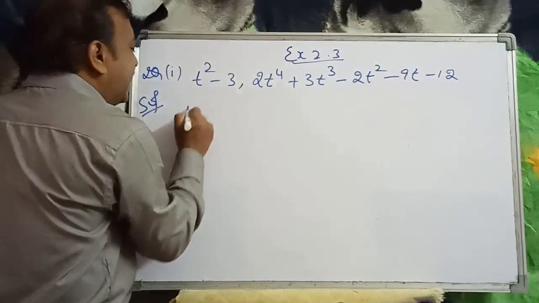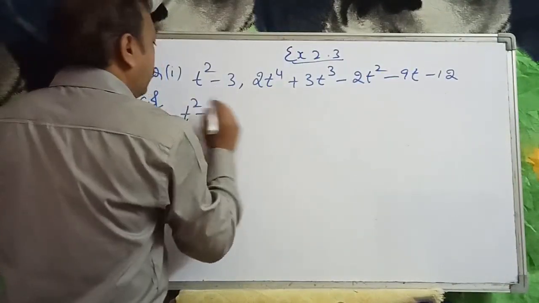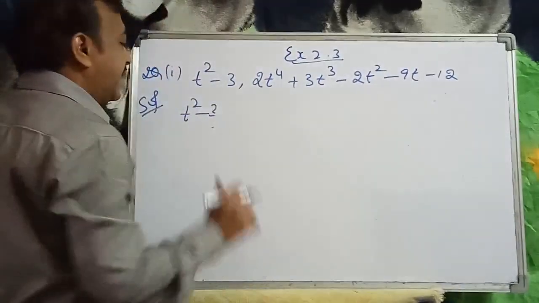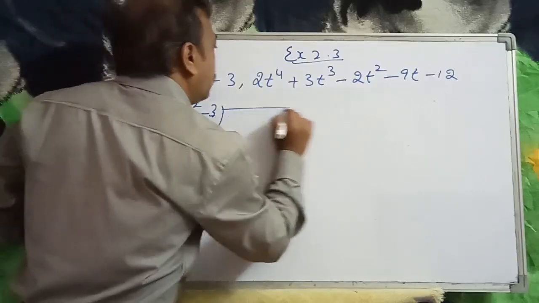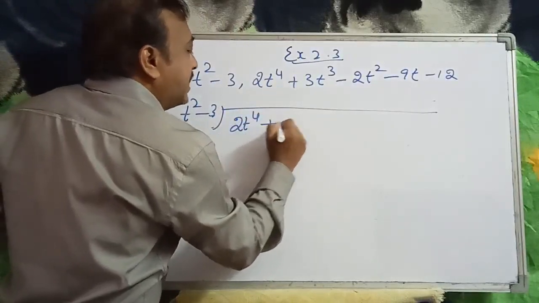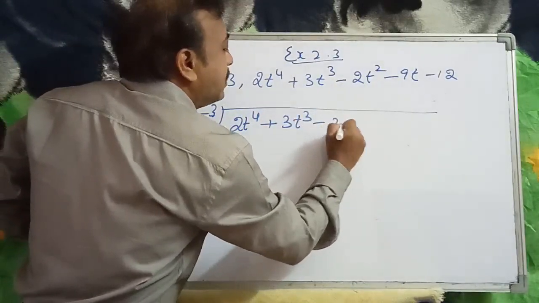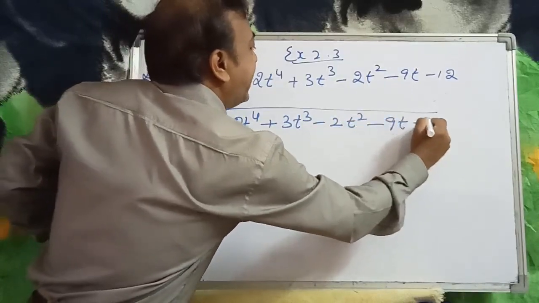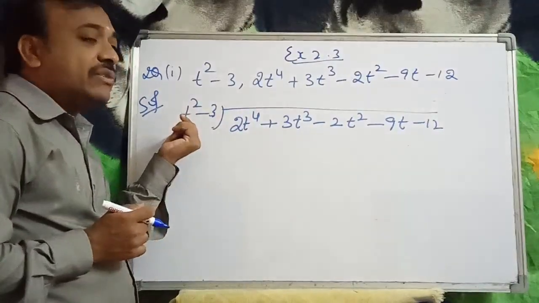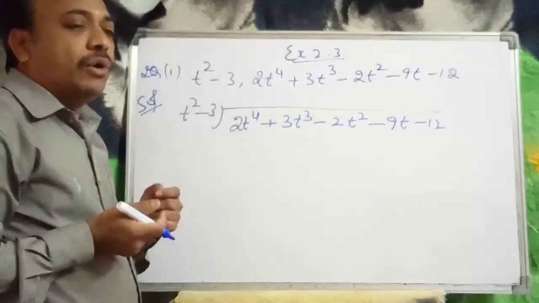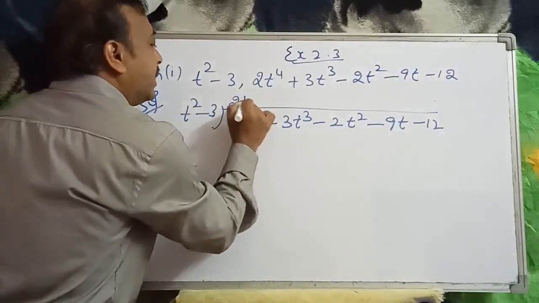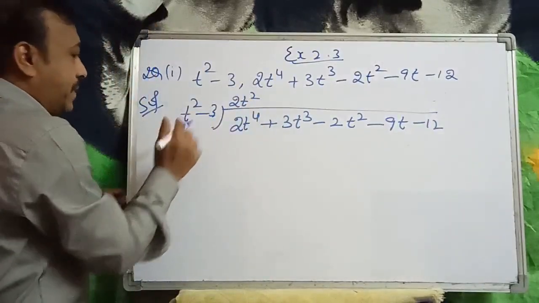See the first one, t square minus 3. With this you are dividing the second polynomial, that is 2t to the power 4 plus 3t cube minus 2t square minus 9t minus 12. First we have 2t to the power 4 and here we have t square. So to get t power 4, we require t square and the coefficient 2 is there. So 2t square.